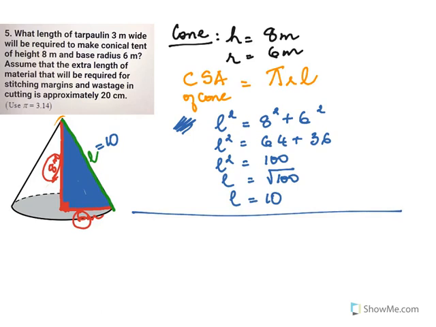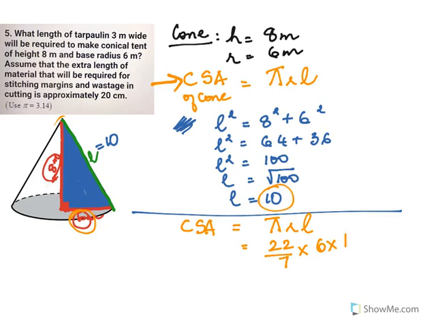So now I can find my CSA. I go back now and find my CSA. Here was my formula for the CSA, pi RL, 22 by 7. Your R we saw was 6, and your L we found was 10. So this was my CSA of the tent. If you notice here, the pi was not to be taken as 22 by 7. Look here, it was to be taken as 3.14. So we have the CSA as 188.4 meters square.